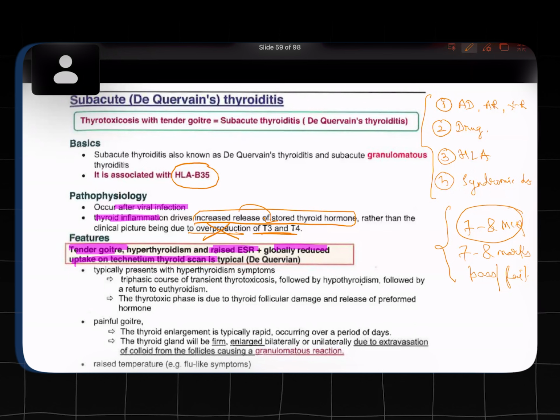These are very important points, and believe me, these are much more important than telling you about de Quervain thyroiditis. Every one of you will study de Quervain thyroiditis and go to the exam. You will know that with a tender goiter, the answer is always de Quervain thyroiditis. But these are the ones which are very important to be taught to you. At least I feel that.